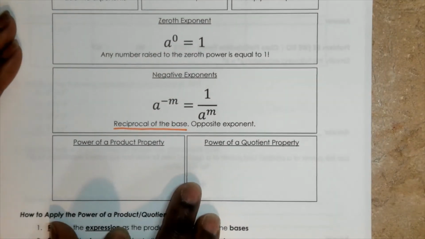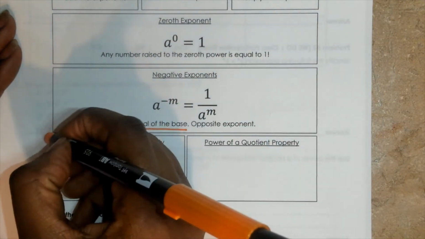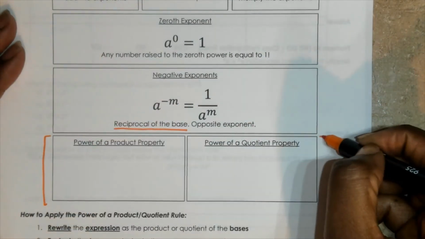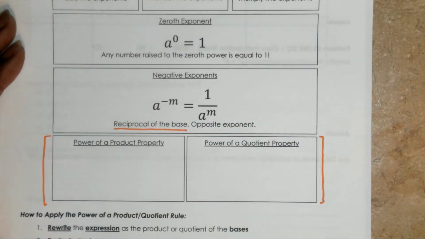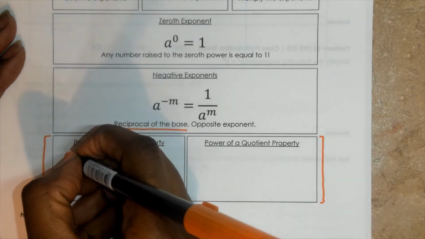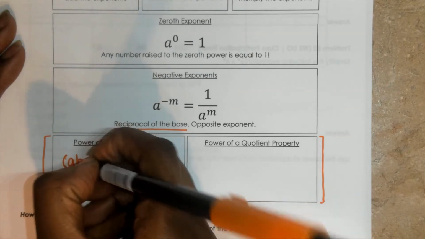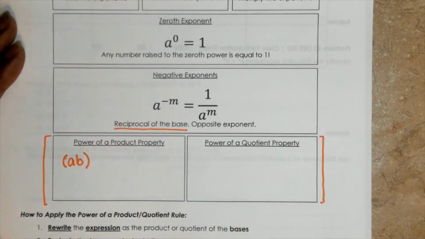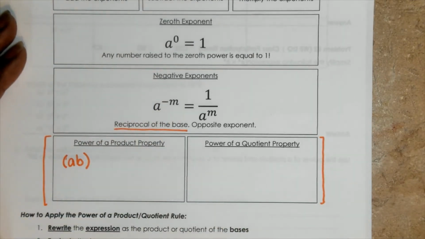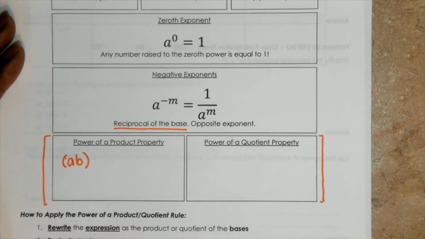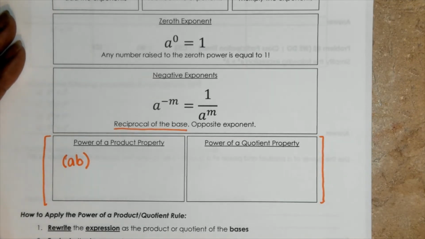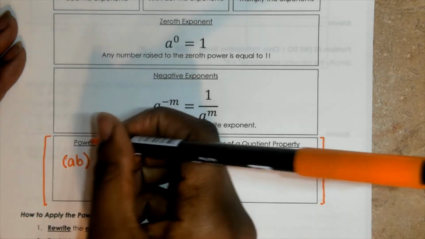So today we are going to look at power of a product and power of a quotient property. These are the two things you're going to write in your notes. So power of a product property says that if you have a product, right, A times B here is our product because the product is an answer of a multiplication problem. You have a product and you raise it to a power.